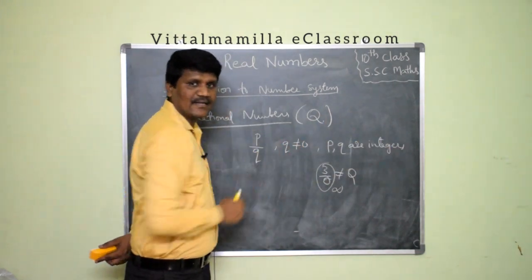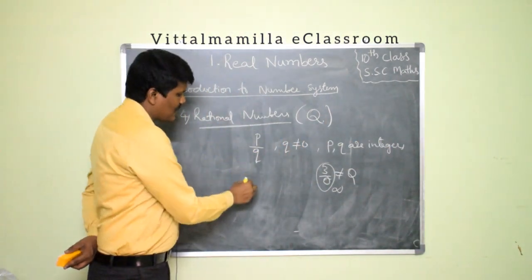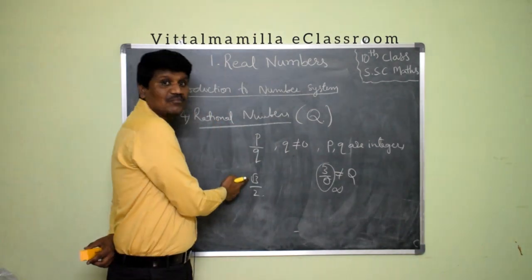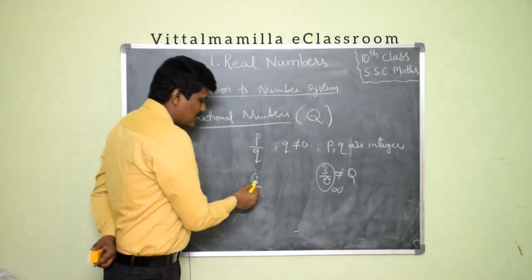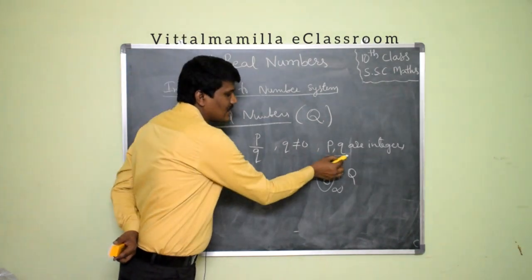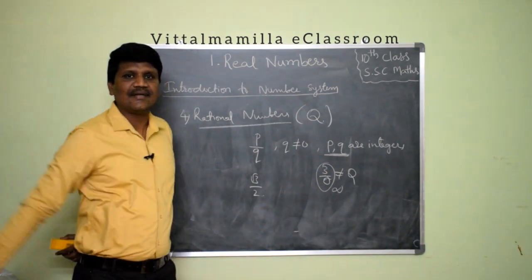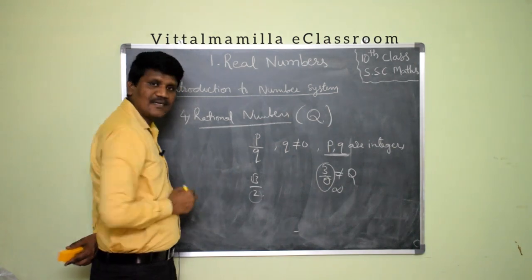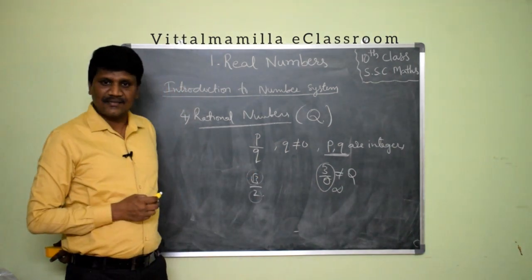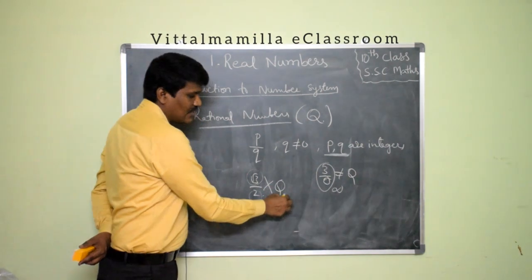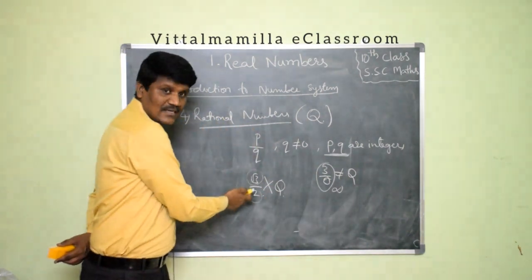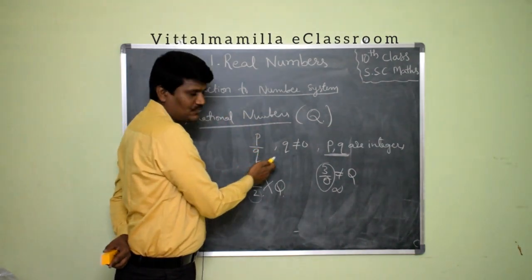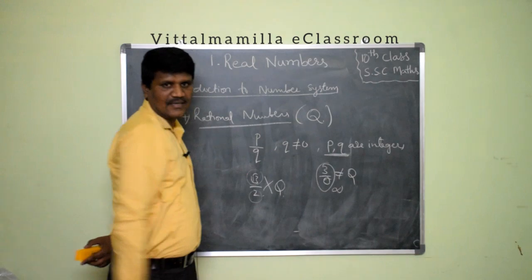P, q are integers. Sometimes, let us take root 3 by 2. Whether it is rational? Though it is in the p by q form, it is not a rational number, because the second condition is p and q should be integers. If you see here, 2 is an integer, but root 3 is not an integer. So root 3 by 2 is not a rational number. So a rational number is the number which is in the form of p by q, q not 0, and p and q are integers.